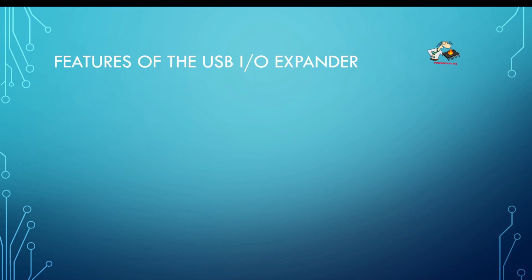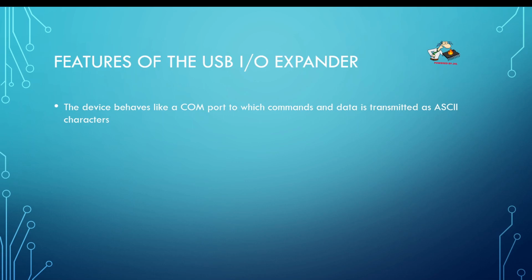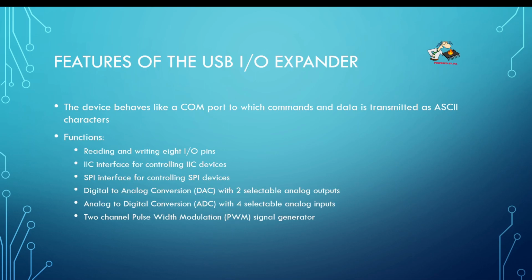So what are the features of this USB I/O expander? When you connect it to the PC, the device behaves like a COM port, and you can send commands and data as ASCII characters. And the functions are reading and writing 8 I/O pins. You can control an IC via an I2C interface or via an SPI interface. There's a digital to analog conversion channel, 2 selectable outputs, and there's an analog to digital conversion functionality, and you can select one of 4 analog inputs. And there are 2 2-channel pulse width modulation signal generator outputs.